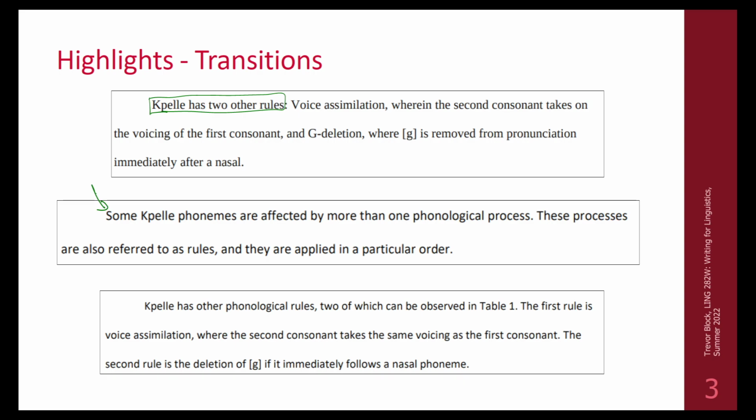Here's a different type of transition in the second one, where it says, well, the first one just had one phonological process, but there are some cases where there are multiple phonological processes, and those are explained after that. And then the third one is just another example of the first one. So it has other phonological rules, two of which can be observed in table one, and then they're explained. So there are a lot of really good transition sentences. These are just three that I picked out, but just some examples if you're struggling to figure out a way to connect multiple data sets together.